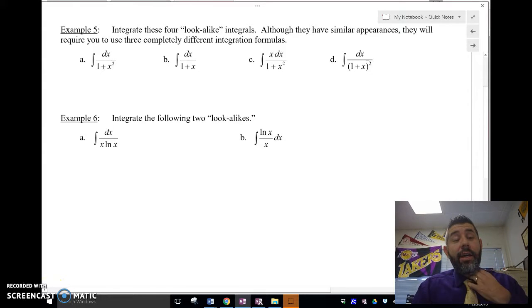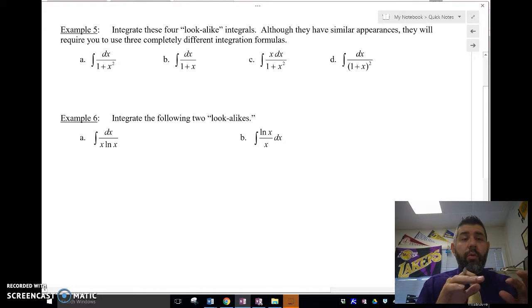In this video, I'm going to take a look at a few examples of what I call lookalikes, basically integration problems that look very, very similar but are different in technique. So we'll take a look at a few of these, just to get you to look at them and ask, okay, these things look the same, but what technique am I really going to use? All right, so let's take a look at these four that I have laid out.